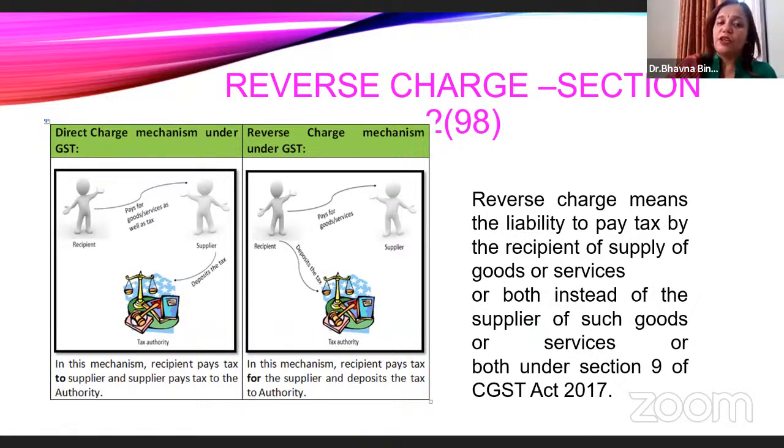Then one more concept has been introduced with GST, that is the reverse charge. Now, what is this reverse charge?